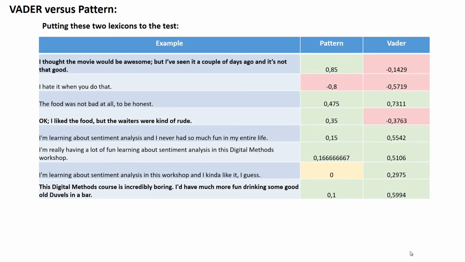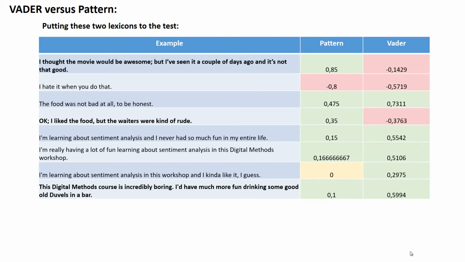Now, I did some other tests. You don't have to do them. I did them for you. I checked how the Vader versus Pattern modules react to those sentences. So, a couple of examples. The first sentence: "I thought the movie would be awesome, but I've seen it a couple of days ago and it's not that good." The Pattern module thinks this is a very positive piece of text, while the Vader module incorrectly estimates that this is a negative text. And why is that?